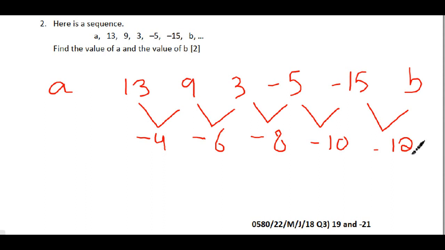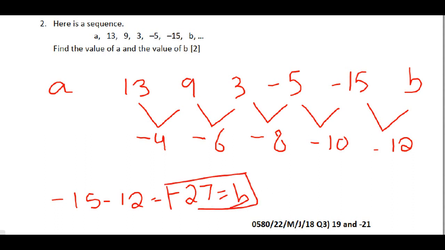So minus 15 minus 12 will give us minus 27. So this is the value for B. Please note the answer to this question is wrong. The answer is actually 15 and minus 27. 15 and minus 27. Alright, now how do we find A?